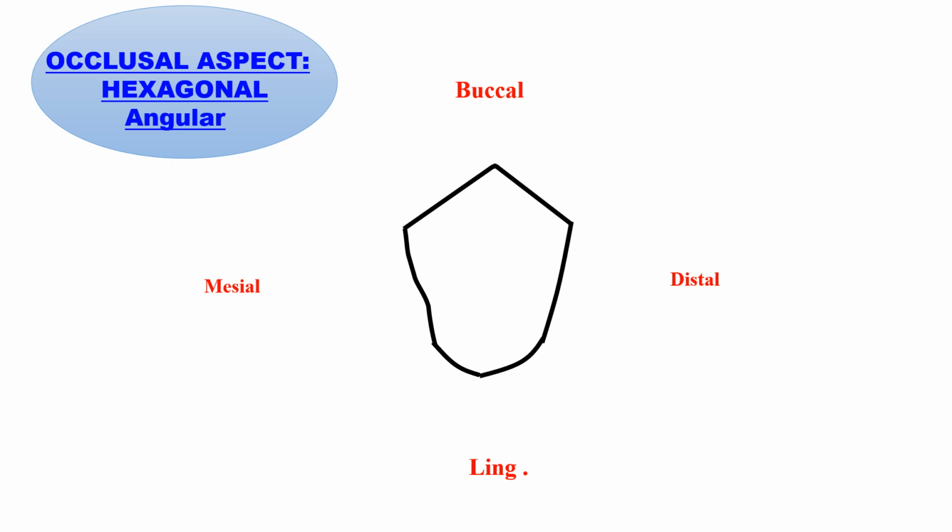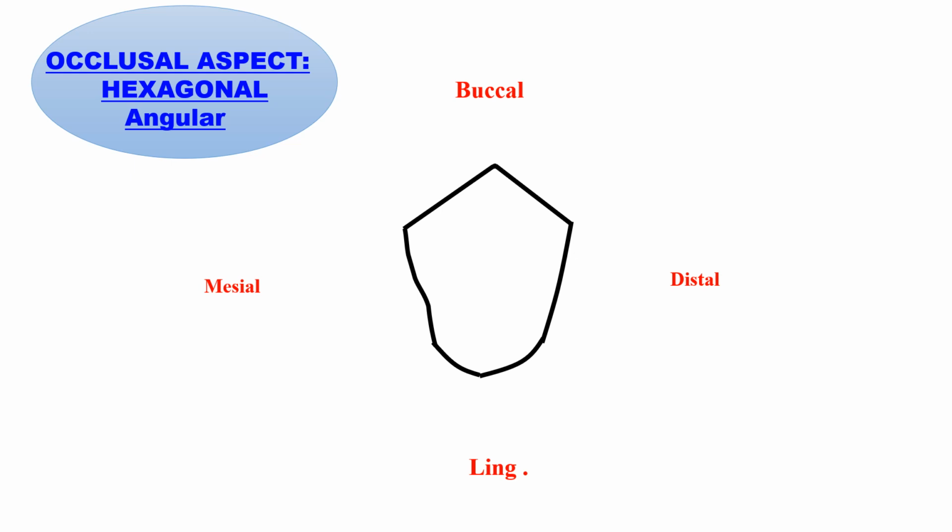The last aspect we will see is the occlusal aspect. The occlusal aspect of the upper four is hexagonal in outline. We have two buccal sides, two lingual sides, mesial and distal sides. Also, you will notice that the thickness of this tooth is larger than the width. We also will notice here that the buccal outline is larger than the lingual outline due to the lingual convergence.